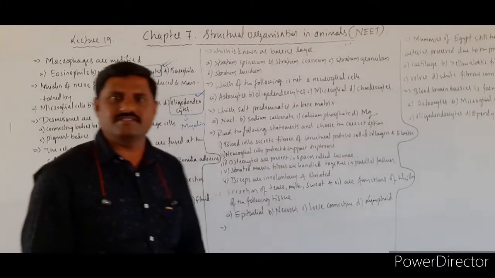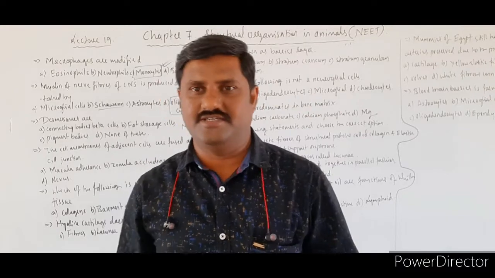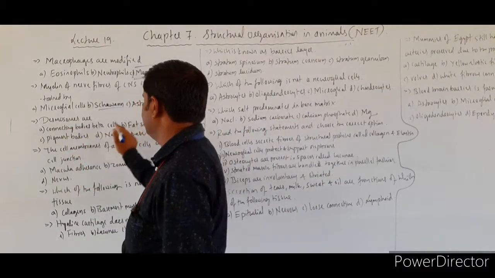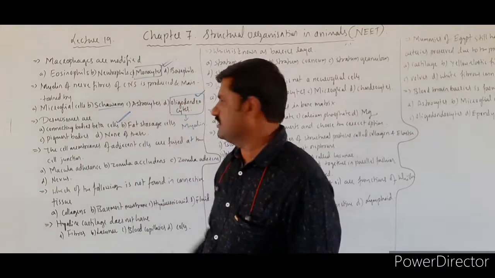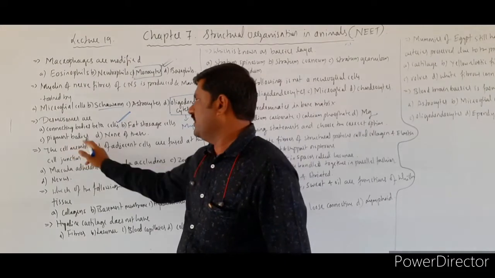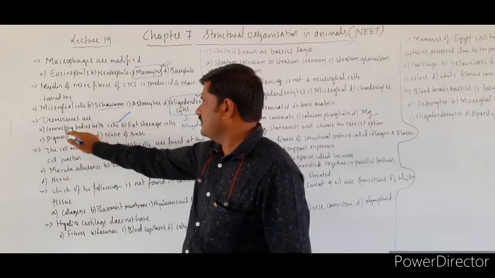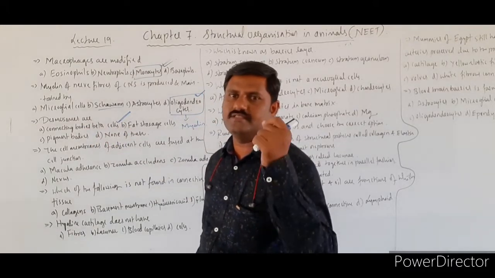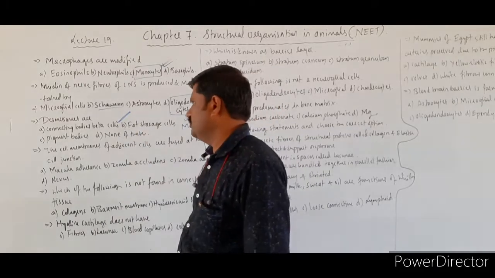Desmosomes are... what are these desmosomes? They are also a kind of cellular junction, right? They are the connecting bodies between the cells. This is the correct answer. Why? Because fat storage cells, not at all, right? Pigment bodies, no, none of these, right? So that's why they are the connecting bodies between cells. They are fibrous connecting bodies that connect two cells over here. They are nothing but desmosomes, right?